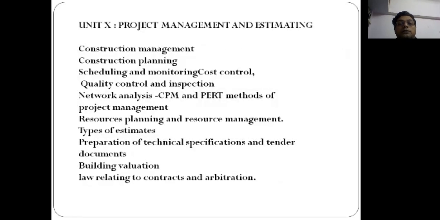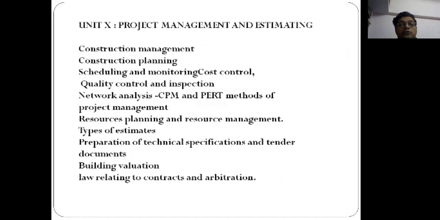In project management and estimating, there are 2 different subjects. One is management and planning, scheduling, cost control, quality control, inspection. Network analysis, CPM, PERT, that is very important. Definitely we can expect 2 or 3 questions from CPM, PERT.